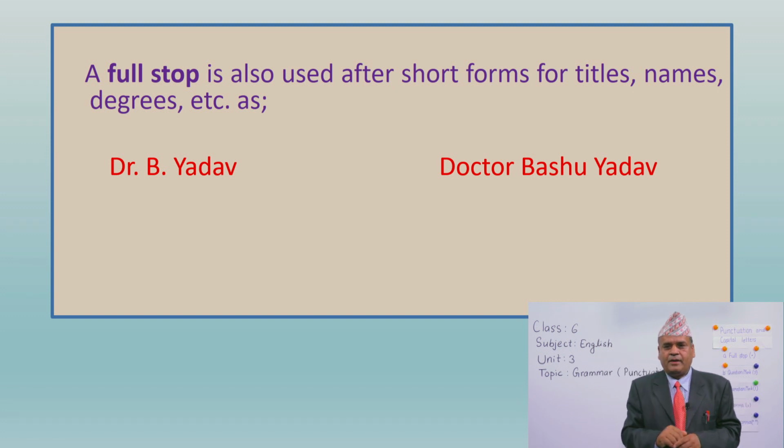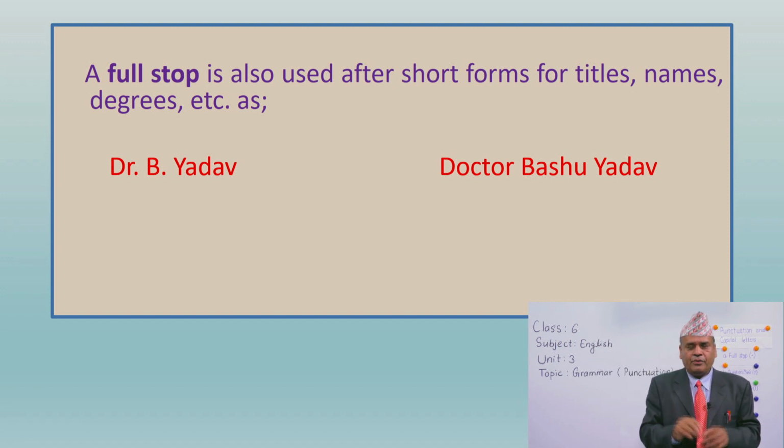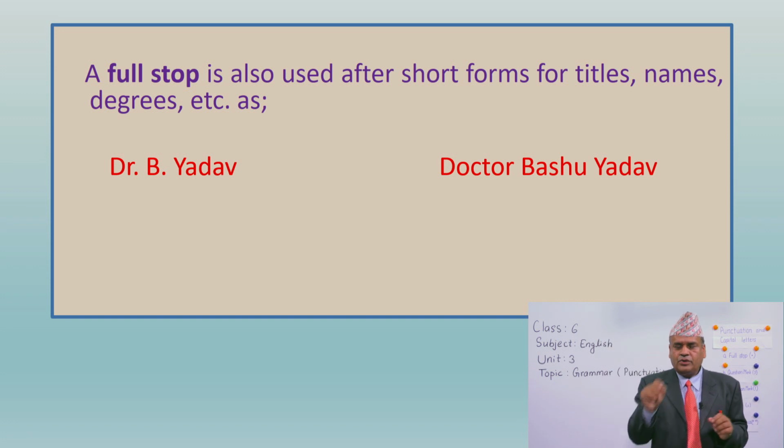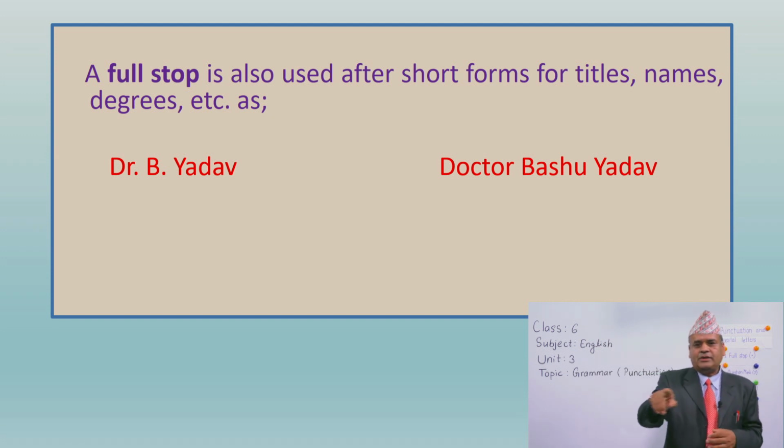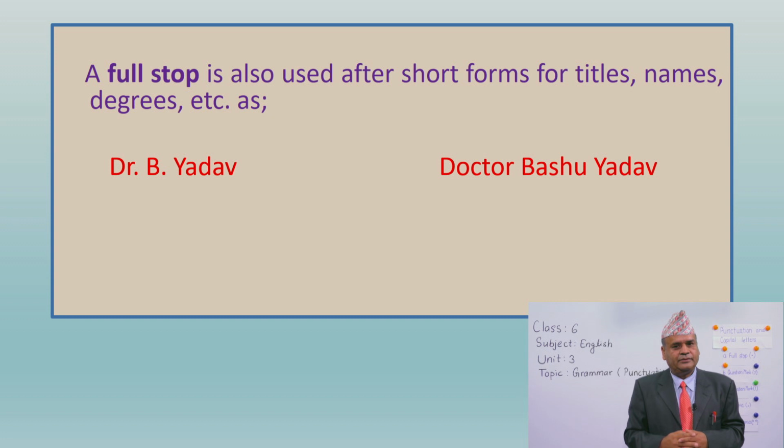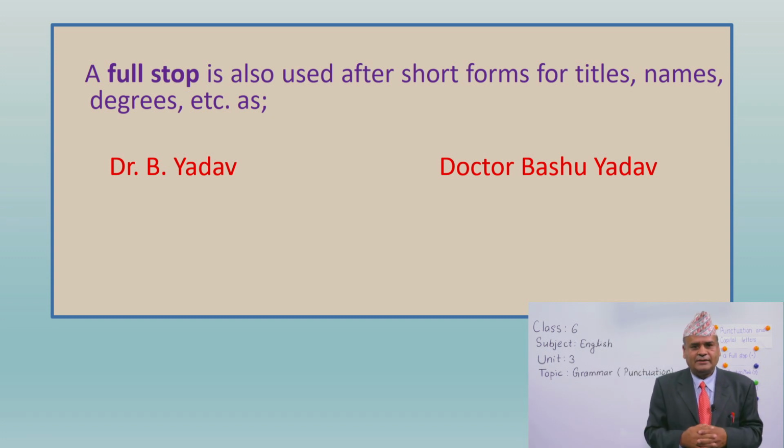And B, Basu. We are not writing full name here now. So when we write short name, we give the capital letter and full stop there. Dr. B. Yadav. Why is capital? Because it's short name, I told you just now. Okay? So Dr. Basu Yadav. So it appears like that. So what is the use of full stop there? After DR, after B, full stop appears there.